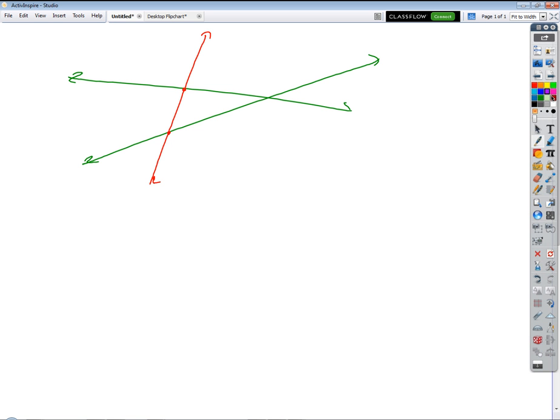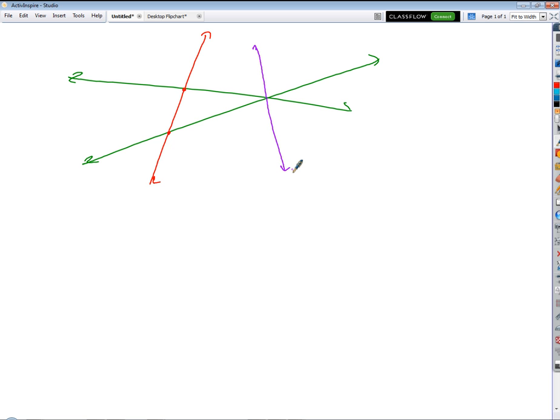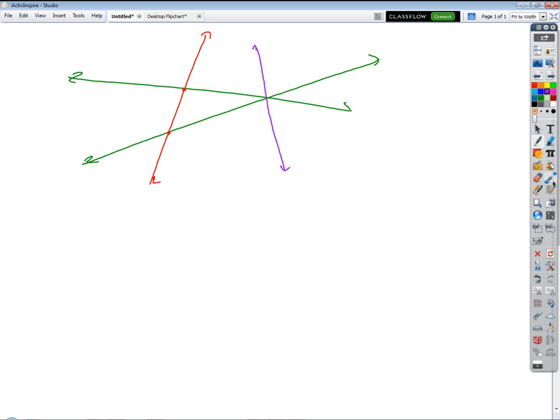Okay, what about the purple line? Okay, what's wrong with the purple line? You're right, it's not. How many lines does it intersect? No, it intersects two. But in only one place, right? Only one point. So that is not a transversal. Okay, good.